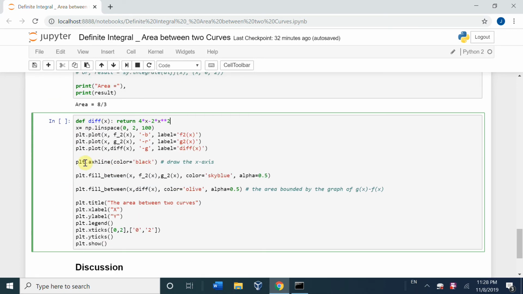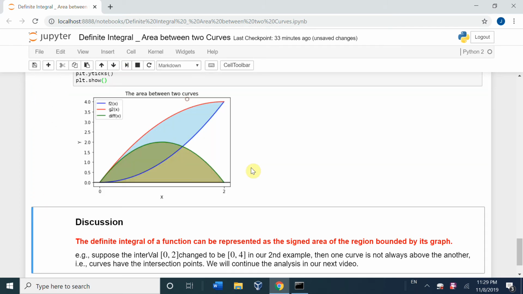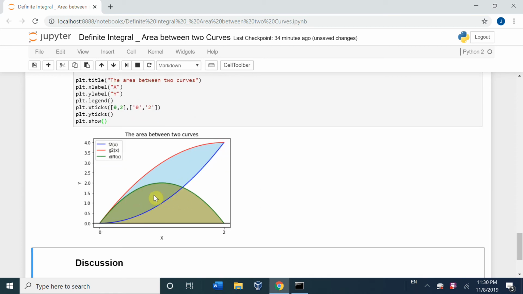And another line is I draw the x-axis. Then I shade the area. The area is between this difference function and the x-axis, because the definite integral is the area bounded by the graph of the difference function and the x-axis. Let's run the code. You see the light sky blue area exactly equals this olive color area.